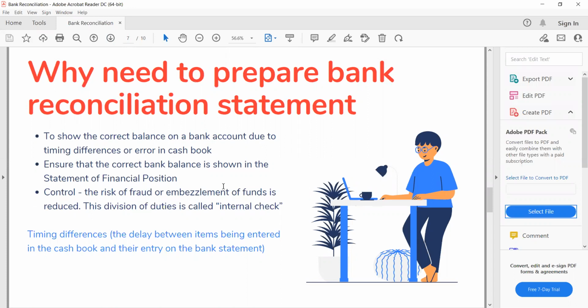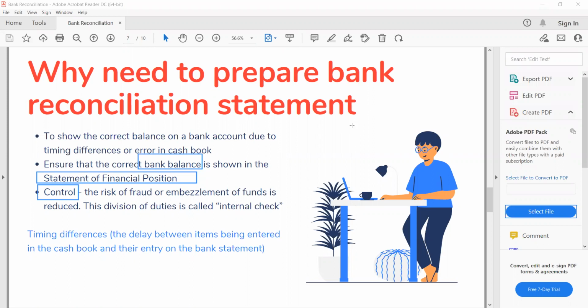Ensure the correct bank balance is shown in the statement of financial position, because the statement of financial position is an important document for the business to make business decisions. So they need to know the amount in the current asset so that they can make the correct decision.